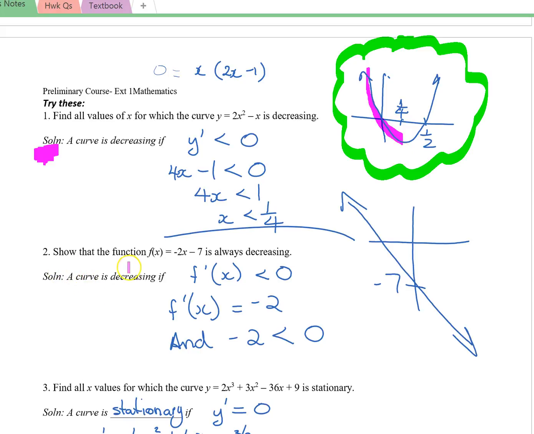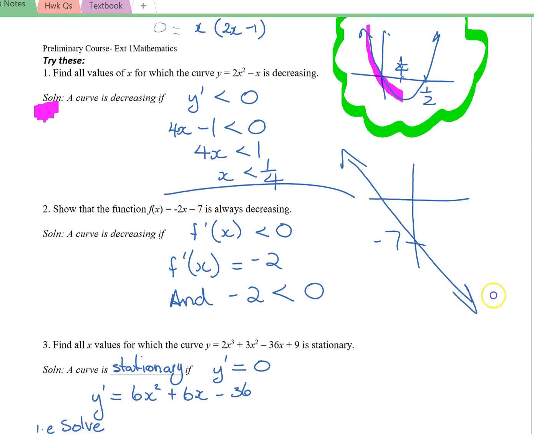Next example, it asks you to show that the function is always decreasing. So state what it would mean or how we would know when a curve is decreasing. A curve is decreasing if the first derivative is less than naught. So we find the first derivative. F dash x in this case is negative 2. Negative 2 is less than naught. So the derivative or the gradient never changes. And we know that this function's not difficult to sketch. It's a straight line with a negative gradient cutting at negative 7. And for sure, that graph is always decreasing.